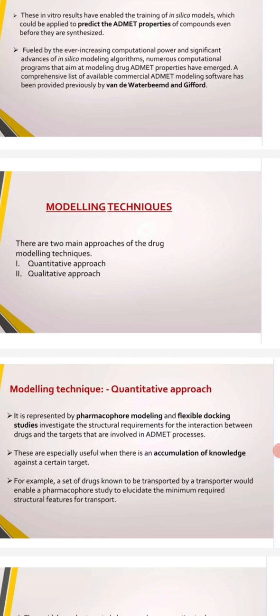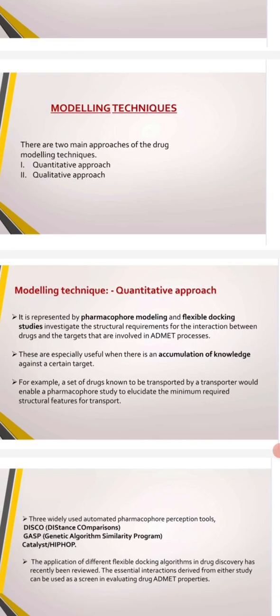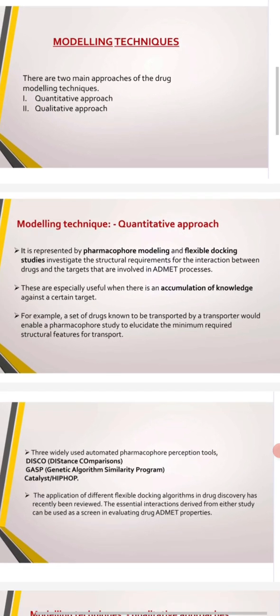Modeling techniques. There are two main approaches to drug modeling techniques: quantitative approach and qualitative approach. The quantitative approach, represented by pharmacophore modeling and flexible docking studies, investigates the structural requirements for the interaction between drugs and the targets that are involved in the ADMET process. It is especially useful when there is an accumulation of knowledge against a certain target.